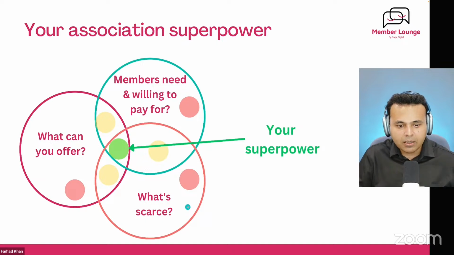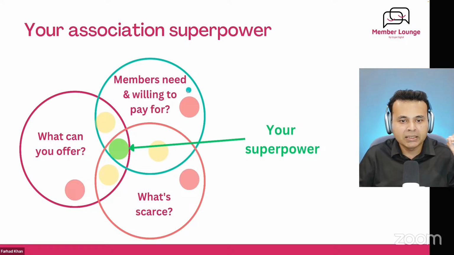And then the last circle here is what is scarce. What are the things that members cannot find elsewhere? If a member can just do a Google search and find that thing that you're offering for free on Google, or maybe there's a cheap training somewhere else, the member will not pay for it to your association, right? So you need to make sure that whatever you're offering is something that you can realistically offer in a cost-effective way. And then these are the things that members actually need and are willing to pay for. And then finally, the benefit you're offering is scarce in the market, right?